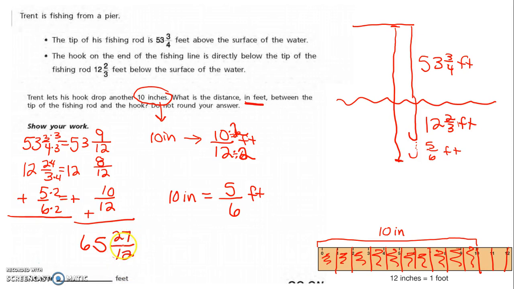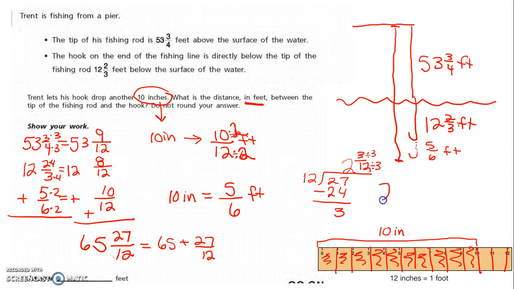But I can't leave this as an improper fraction. So what I really have to do is 65 plus 27/12. If I convert this back to a mixed number, how many times does 12 go into 27? 12 goes into 27 2 whole times with the remainder of 3. So with 3/12 left over. And then I could simplify that if I divided numerator and denominator by 3. That's actually 2 and 1/4 in simplest form.